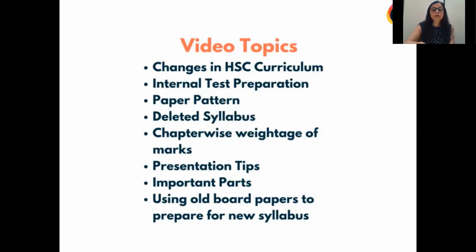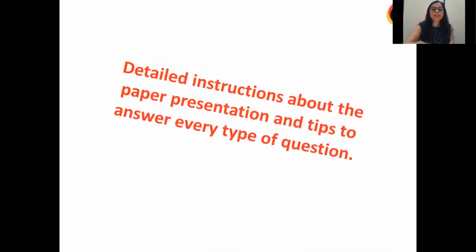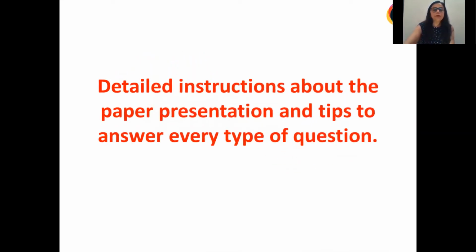I'm also going to post several videos on important parts of the syllabus, how to use old paper patterns, and all latest updates and instructions which are relevant for HSC students. So to begin with, let's start with a brief overview of the detailed instructions on the paper pattern or the paper presentation that should be considered while you're answering the paper.